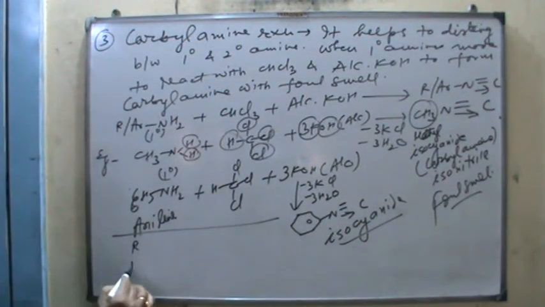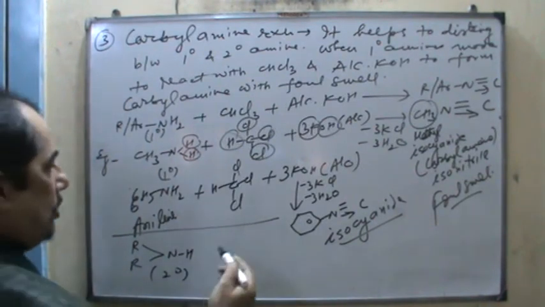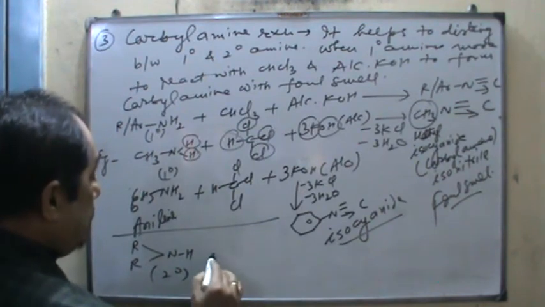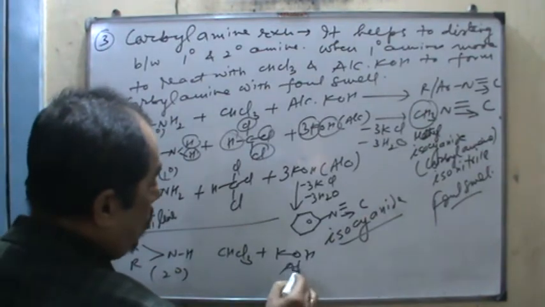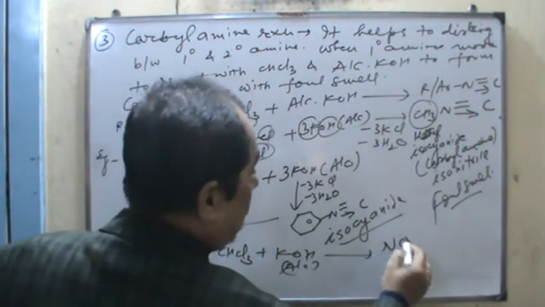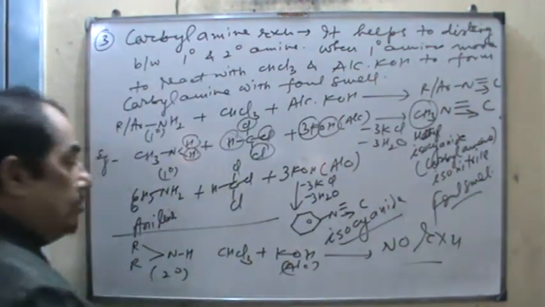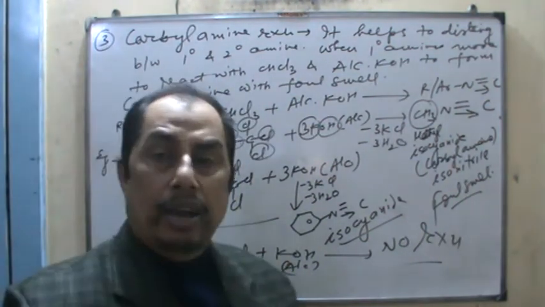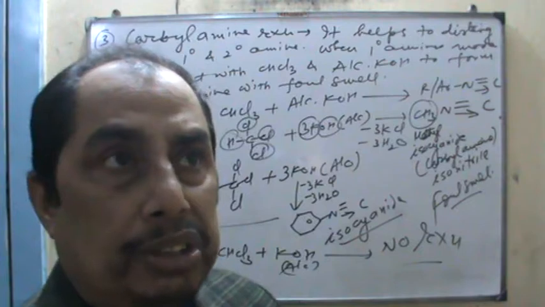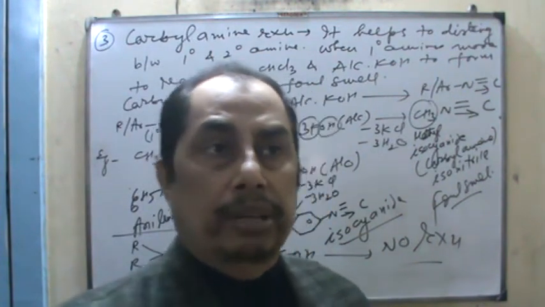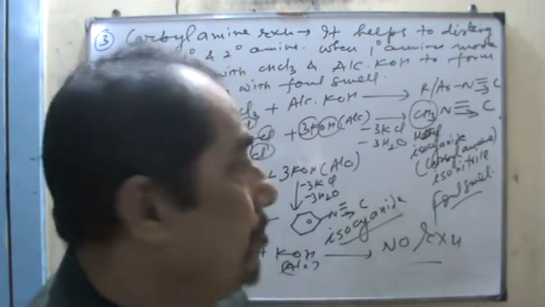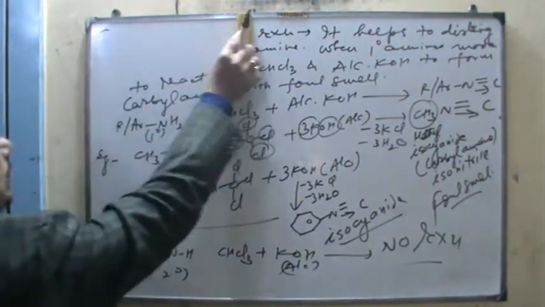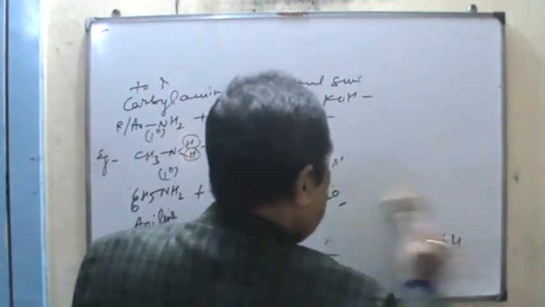But in case of 2 degree amine, it will not react. In the 2 degree amine R2NH, there is no reaction because water cannot be removed. I take chloroform plus alcoholic KOH, then you write further no reaction because water cannot be balanced. As such, this reaction makes a difference between 1 degree and 2 degree amine. It is carbylamine reaction. Now next is the Hinsberg reagent test.